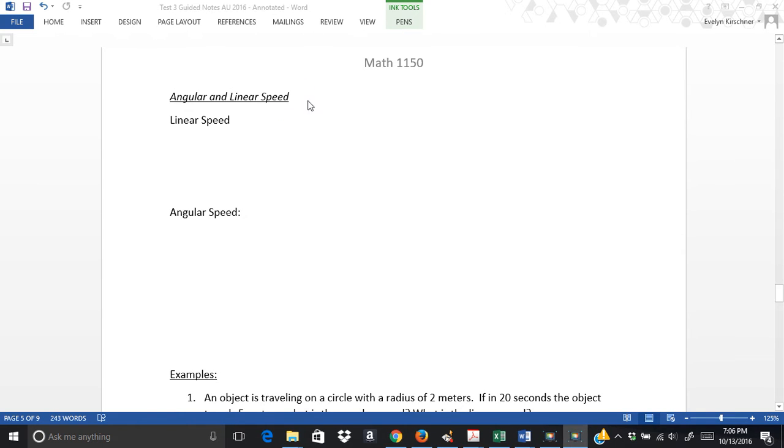So sometimes we're interested in how fast an object moves around a circle. The angular speed has to do with how fast it's rotating through an angle, and the linear speed is how far it's traveling. So the linear speed we define as v, and it's an object, and it's moving a distance of s.